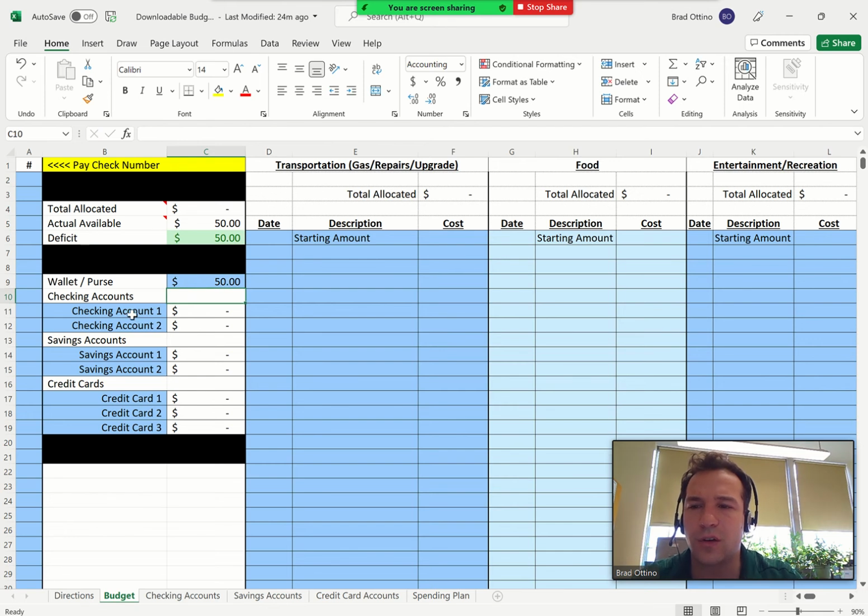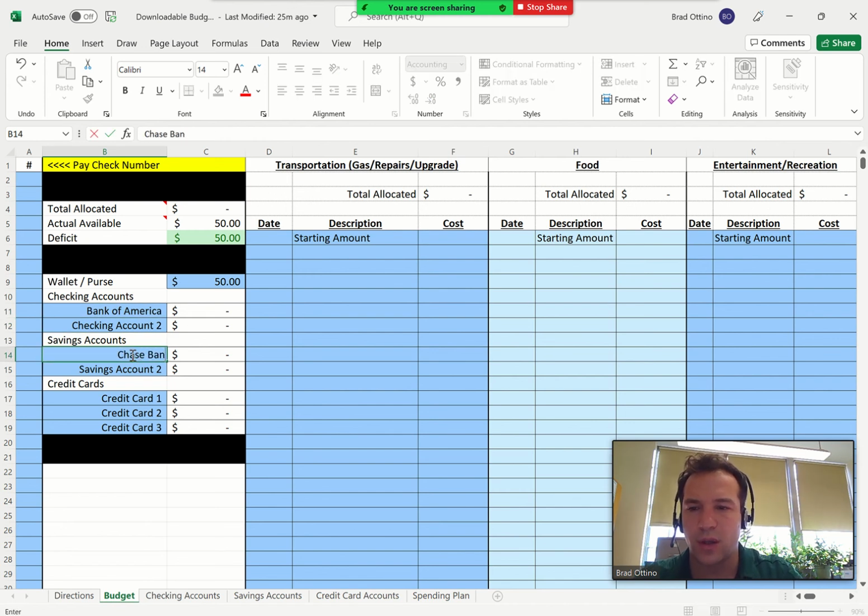Then I'll give each of our different checking, savings, and credit card accounts a specific name. Don't worry if you only have one account of each, you could leave the other blank. I have one checking account, with Bank of America. I have two savings accounts: one is at Chase Bank, and the other is at a credit union. I have two credit cards: an American Express, and a Chase credit card.